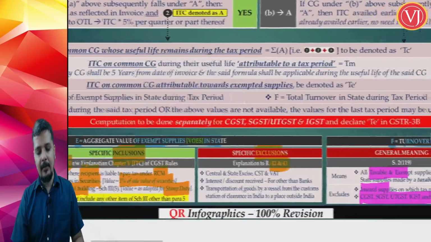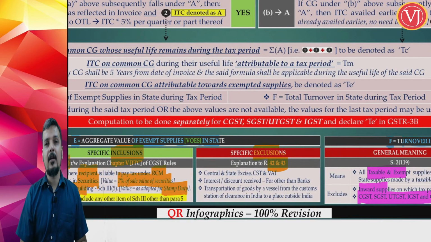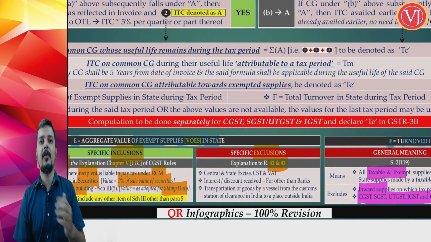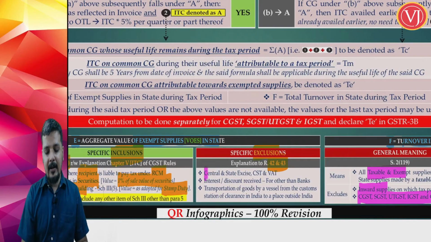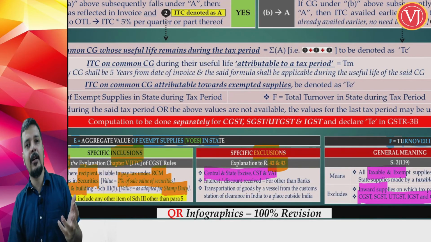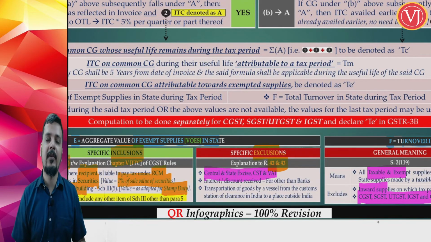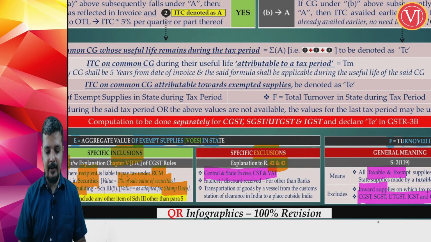Now, what are the specific exclusions? You are talking about taxes which were even excluded from your turnover in state: Central excise duty, state excise duty, VAT and CST. Though they are actually included in turnover, for the purpose of 42, 43, these taxes will be removed.